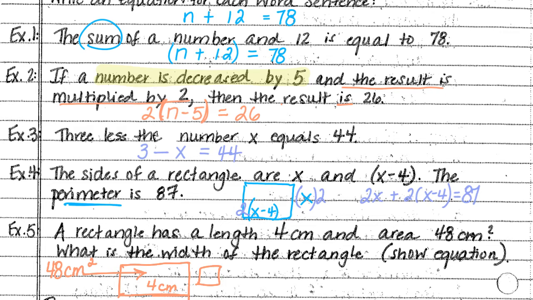So I have to have some foreknowledge about the area of a rectangle. I know that the area of the rectangle is length times width. What did they tell us the area was? Yes, they told us the area is 48. What was the length? The length was 4, and I'm going to leave W in for the width. This is the equation.